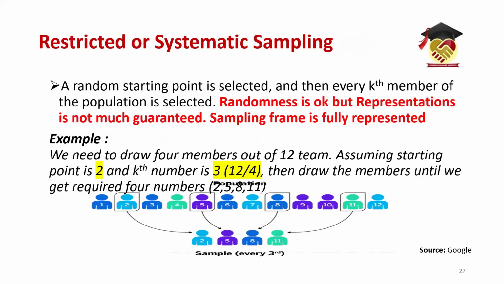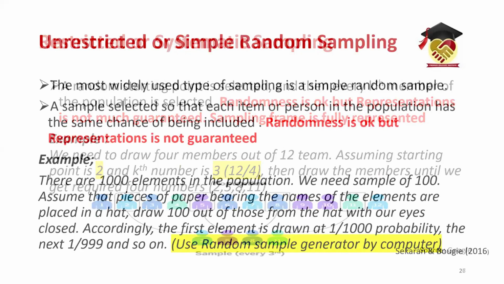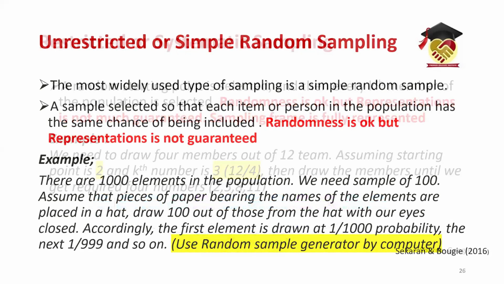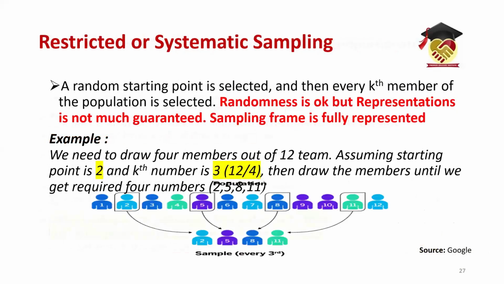Sometimes all you have collected are blue people, or all you have collected are green people. You don't know, right? So therefore, these two methods are very good for the randomness, but not good for the representation. So for that, you have to go for stratified random sampling.